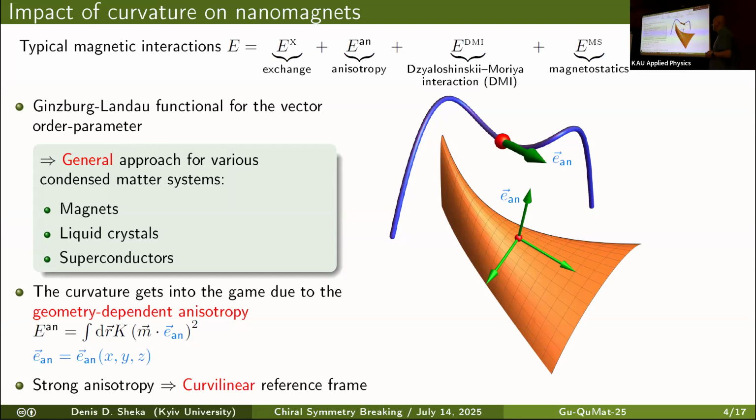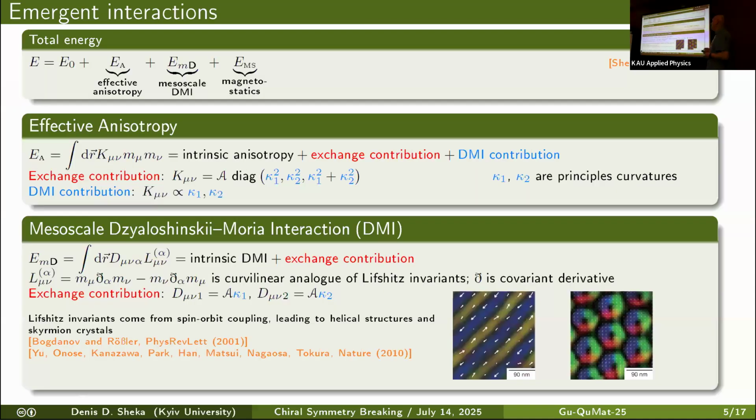And what is important, if the anisotropy is strong enough, it dictates the resulting magnetization distribution, and it gives a hint that all the interactions should be considered in the curvilinear reference frame. And this leads to a restructuring of all energy terms which contain the spatial derivatives of magnetization. Here you see the typical restructuring of energy in magnets.